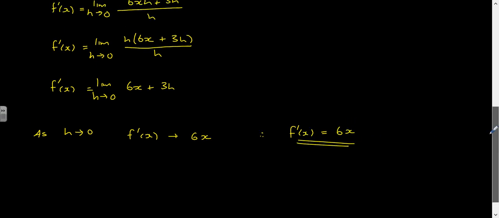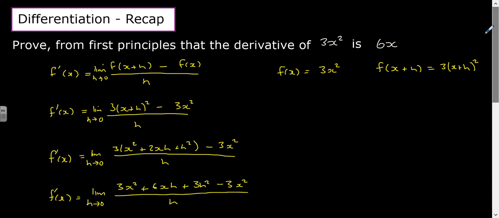So that's it. That's our differentiation from first principles, and it's always the same. But what I recommend that you do is you write the formula f dash x equals, and then write down f of x, but then also to the side, write down f of x plus h. And make sure you get this f of x plus h right. That is absolutely the key part of this question.